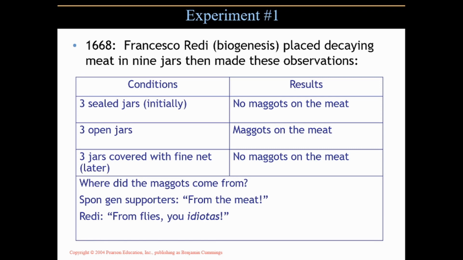So he had these jars, and in each type of meat he had 9 jars, and of those 9 jars, 3 were sealed initially, and then he took the seal off. He sealed them with cork, and there were no maggots found on the meat. He had 3 jars that were open, there were maggots on the meat, and 3 jars covered with fine net, which he did later. He didn't do that initially. He then realized that he put cheesecloth over them, and there were no maggots on the meat. However, there were maggots on the cheesecloth on the top of the jar.